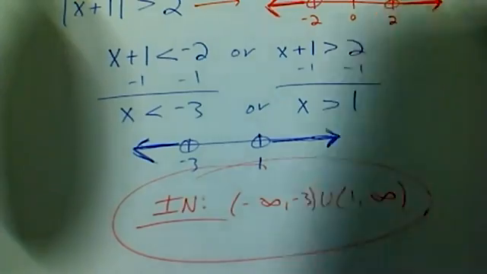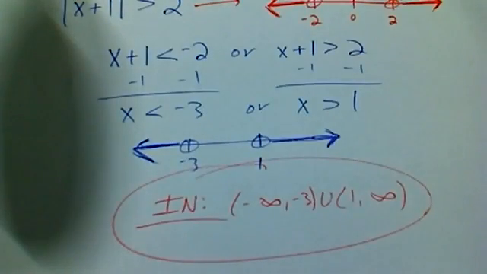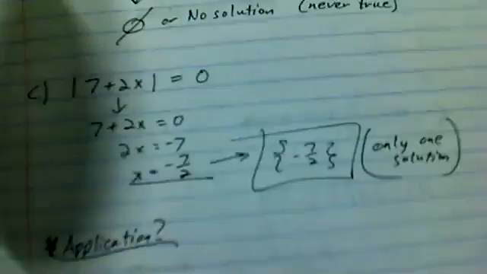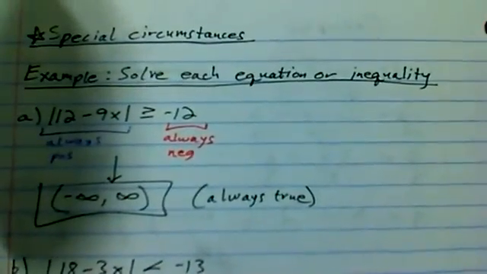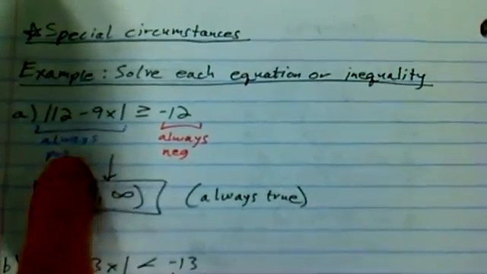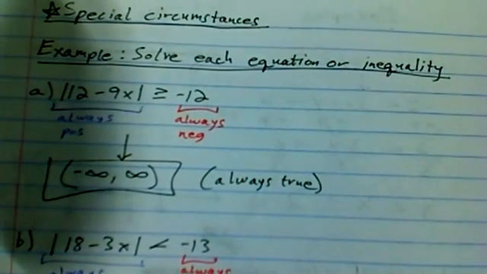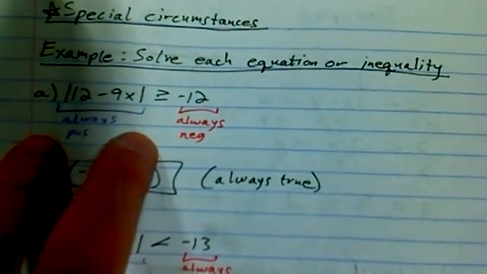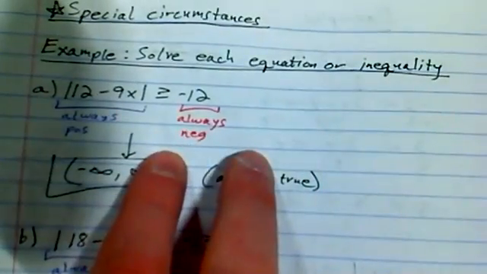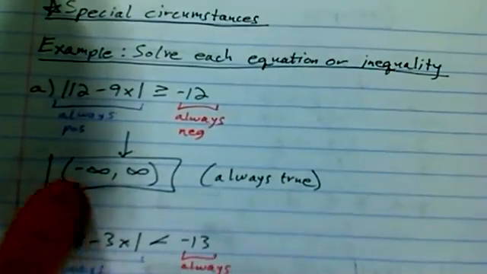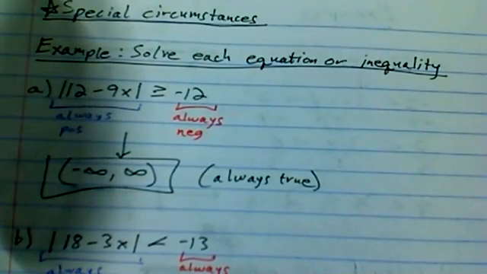Okay. The last thing I want to talk about are a few special circumstances with these. I've kind of put it into some special cases. Suppose I have something like this: the absolute value of 12 minus 9x is greater than or equal to some negative number. Well, an absolute value is always positive, and a negative is always negative. So anything for x makes this true. So my answer is just -infinity to infinity, or all real numbers.